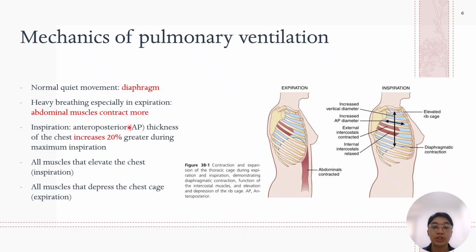So during inspiration, the antero-posterior thickness of the chest can increase as much as 20% during maximum inspiration. Take note that all the muscles that will be discussed whose functions are to elevate the chest are categorized as muscles for inspiration, whereas all muscles which are responsible for depressing the chest cage are used for expiration.